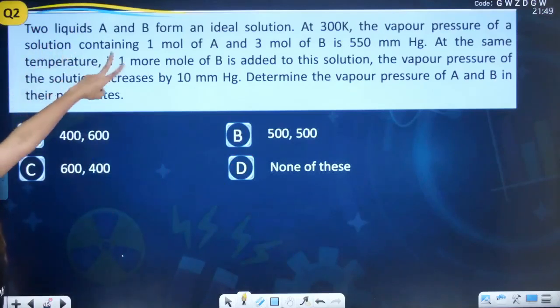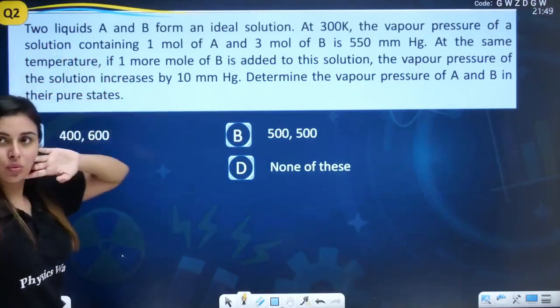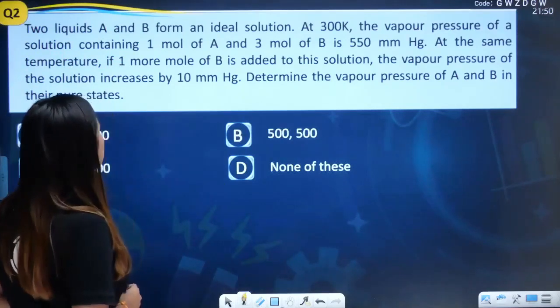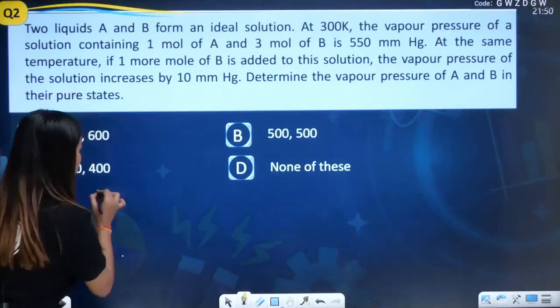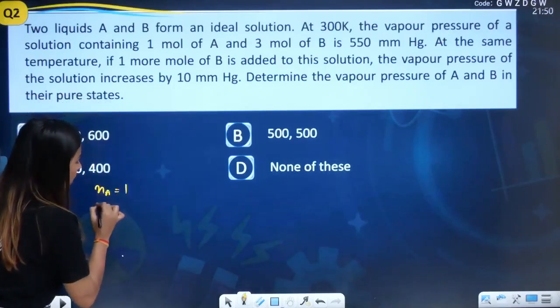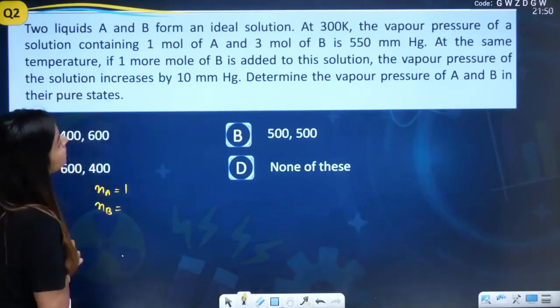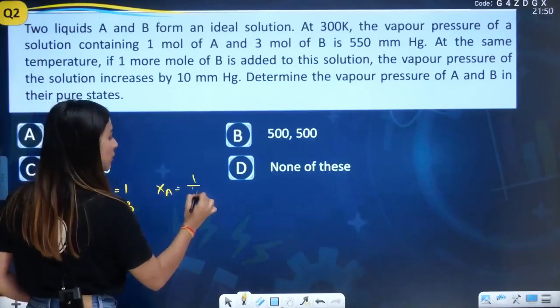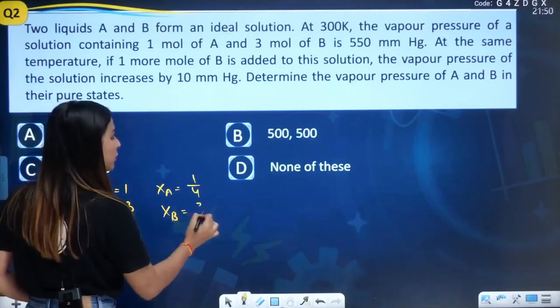You have two liquids A and B which form an ideal solution. Okay, so you have two components. The vapor pressure of a solution containing 1 mole of A. So you are given moles of A equal to 1 and moles of B equal to 3. So you can calculate mole fraction of A as 1/4 and mole fraction of B as 3/4.